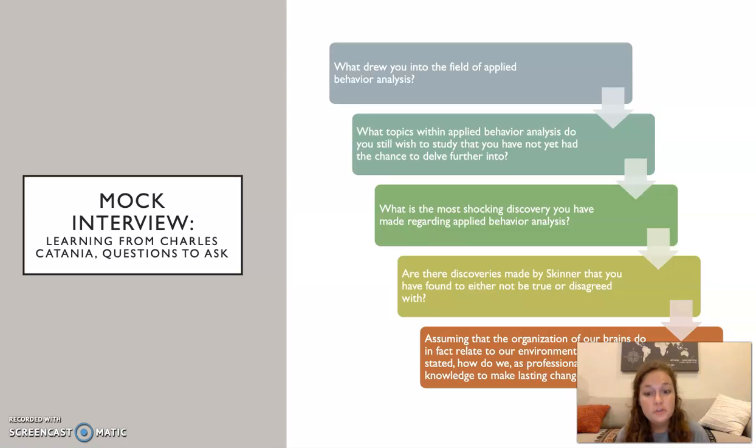And lastly, assuming that the organization of our brains does in fact relate to our environment, as he has said, how do we as professionals use that knowledge to make lasting changes in behavior? This question is probably the most important for me. I am a special education teacher, and I want to know, how do I make those lasting changes with the students I work with, right?